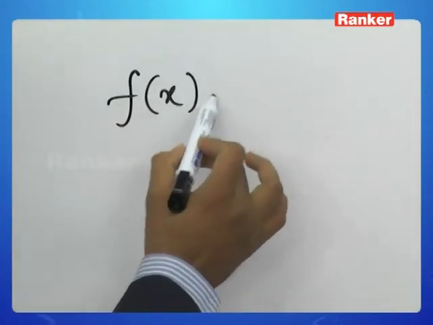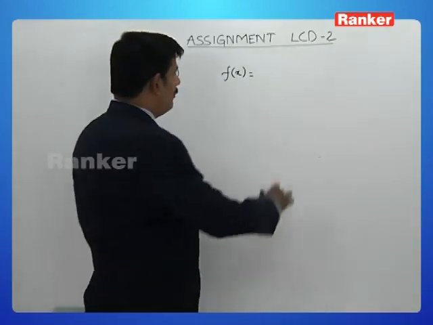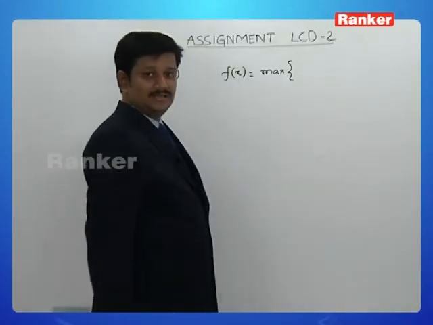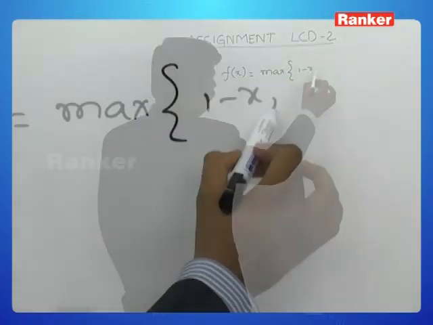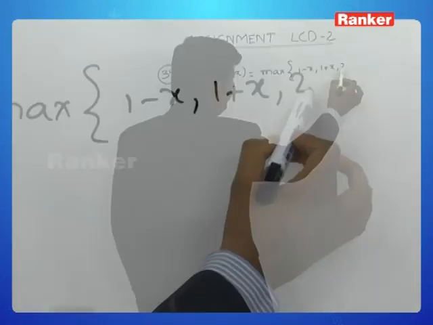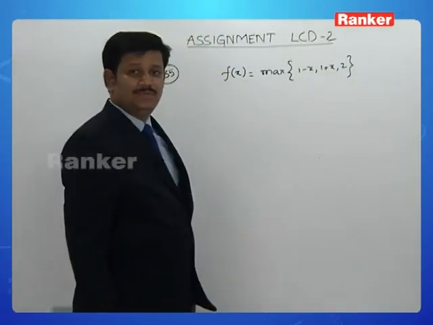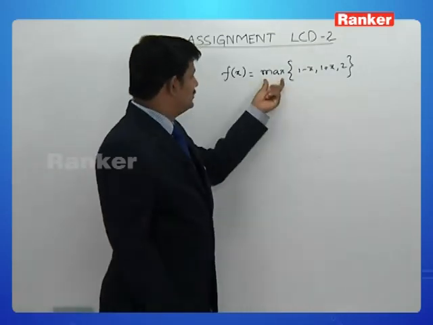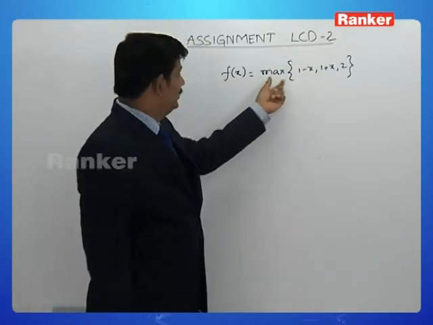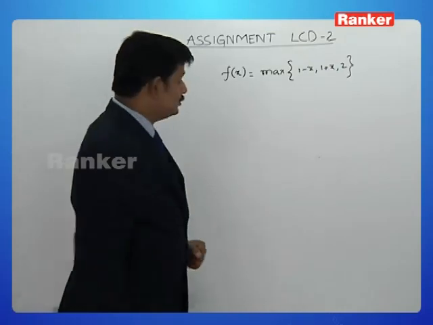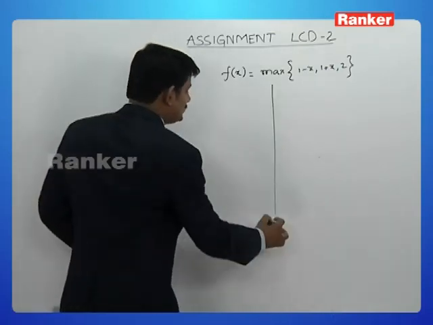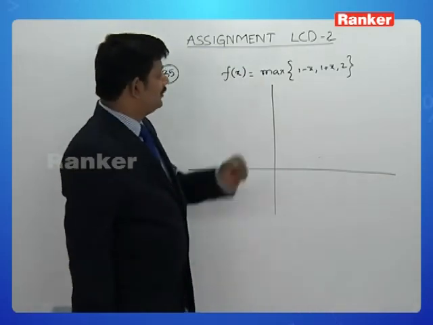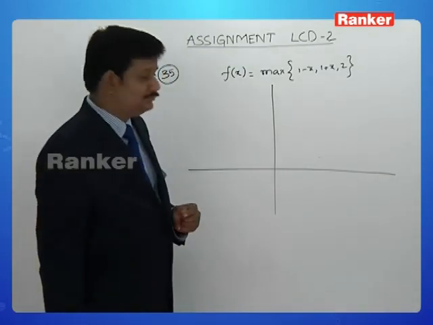Let us say f of x equal to maximum of 1 minus x, 1 plus x and 2. So, we have 3 functions. We need to compare these 3 functions, and maximum among the 3 would be f of x. For such type of questions, it is always apt to draw the graphs. Let us draw the graph of 1 minus x, 1 plus x and 2.